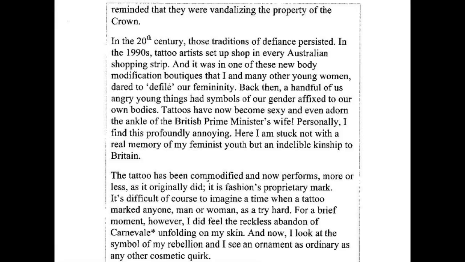Okay, in this last part of the blog, we can talk about the second argument here, where she talks about defiling her femininity. Again, reminding ourselves the second argument is that tattoos used to be for deviants and criminals and for the rebellious. Here she's saying that it used to be for the rebellious, which is why she had a tattoo. A handful of us angry young things is a good quote to use. The symbols of our gender are fixed on our own bodies. That supports her argument, but tattoos have now become sexy.